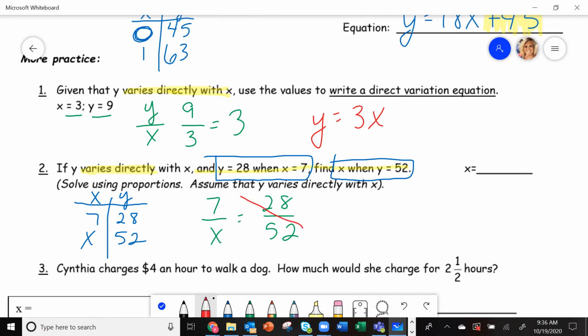With proportions, I'm going to cross multiply. So this right here, you're going to multiply. That's multiply. And then you're going to divide by that top number. So right now, you're going to take 52 times 7, which gives you 364. So I got 364, and I'm going to divide it by 28. My answer is 13. So x equals 13.